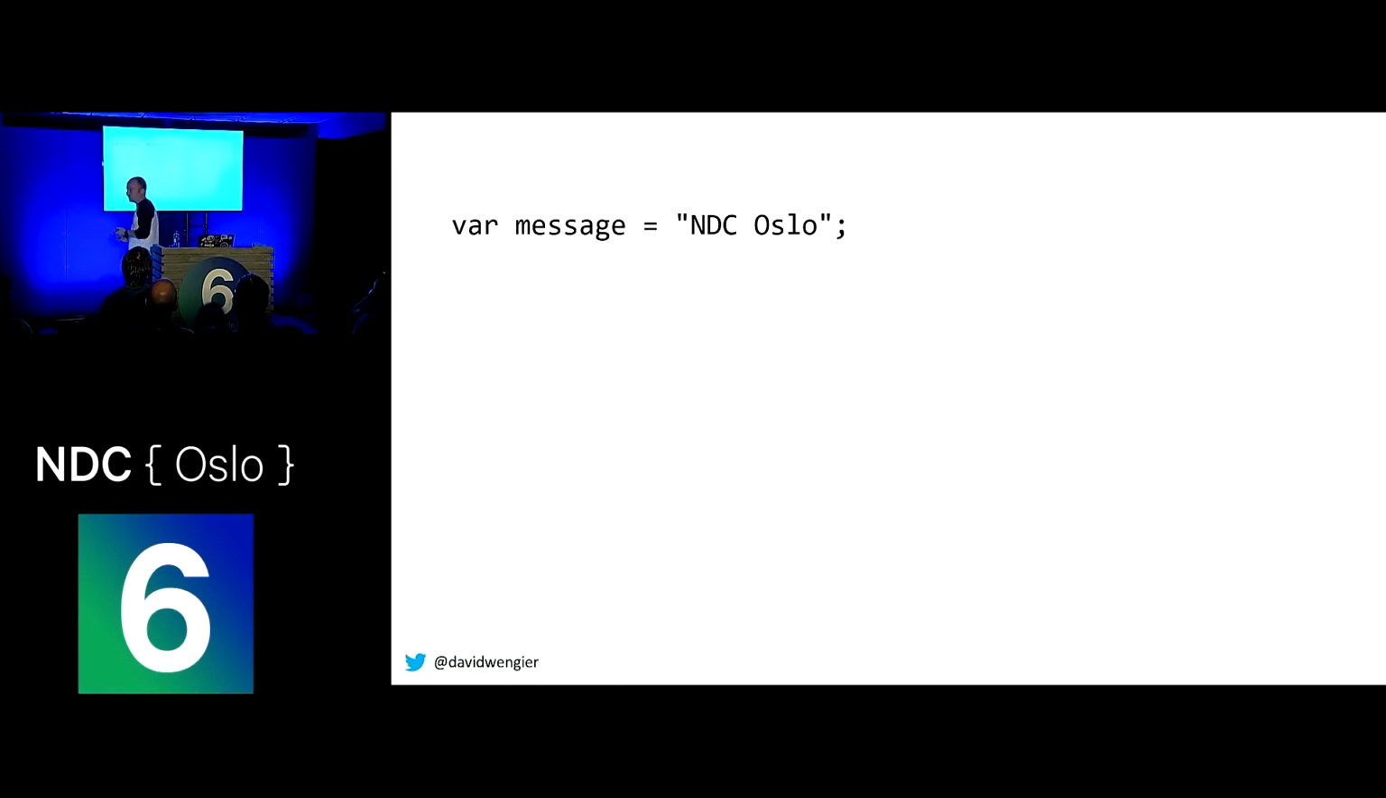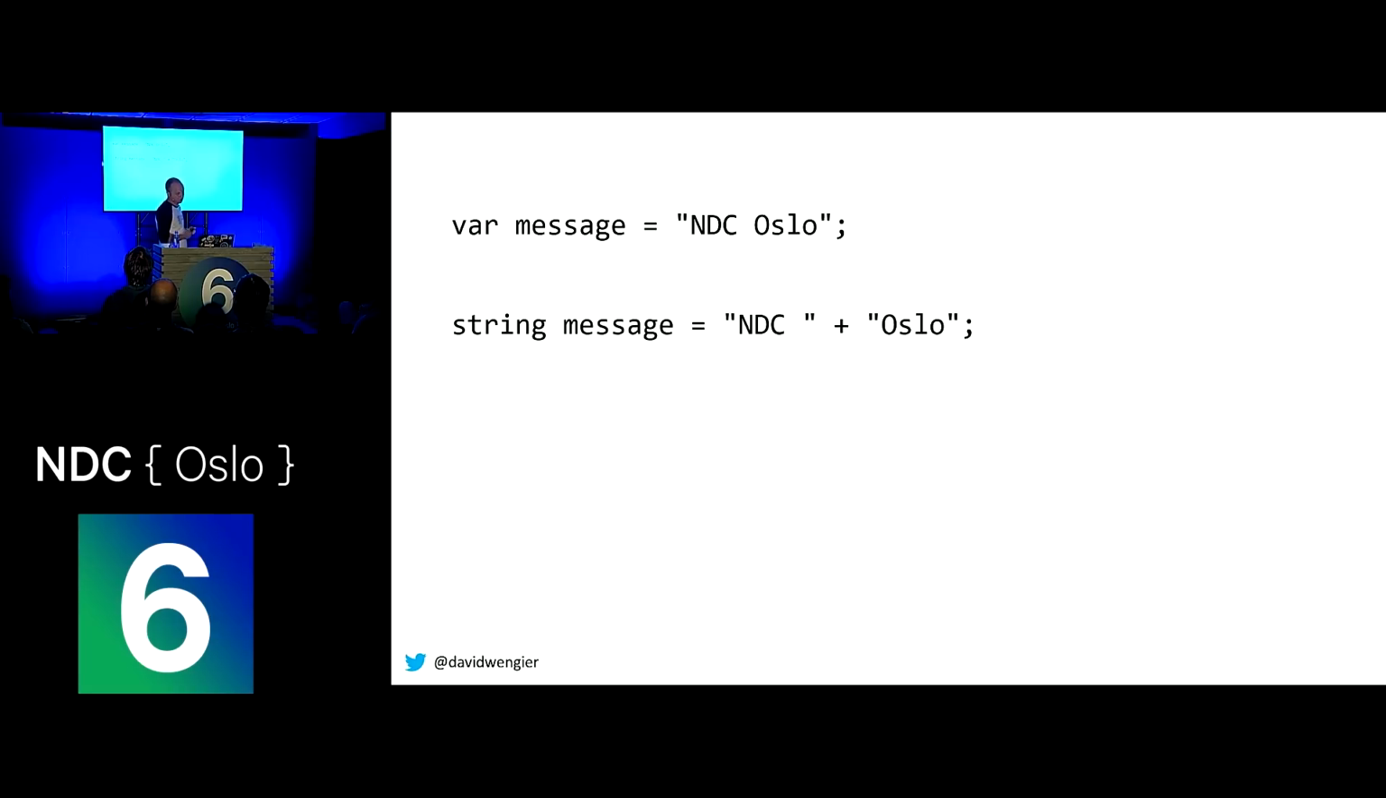There's a few more examples. So something simple like var message equals NDC Oslo. Var is not a concept that the .NET runtime knows about. It's just the compiler. We know that when we type var, in this case, the compiler will insert a string. Well, that's lowering, right? It has to lower it to code that says string message equals NDC Oslo.